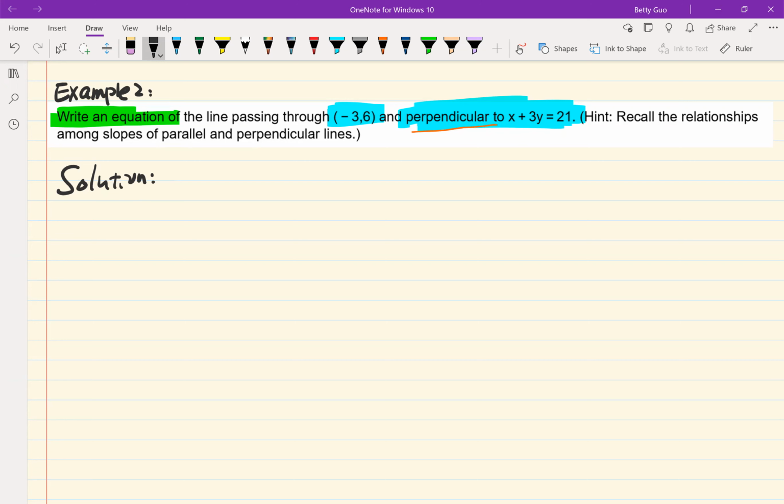We have a point on the line already, right? We need to find the slope for the line. Then we have a point, we have a slope, then we can use the point-slope form. In order to find the slope for the line, we need to find the slope for x plus 3y equals 21, right? Yes? Two straight lines are perpendicular, then their slopes multiply to -1. Okay?